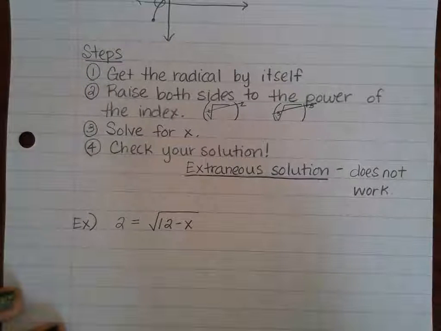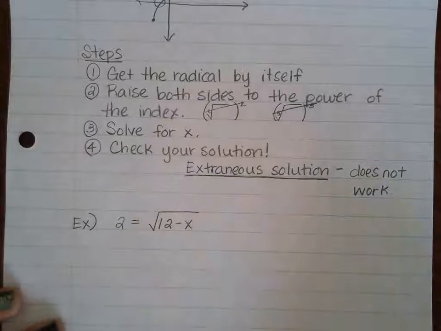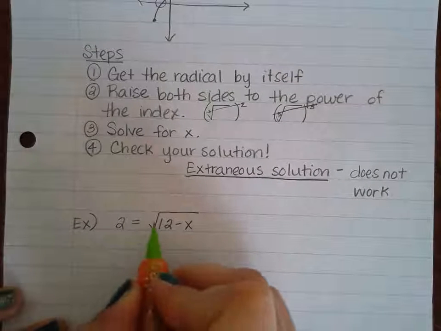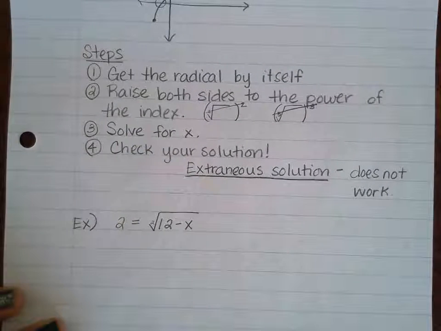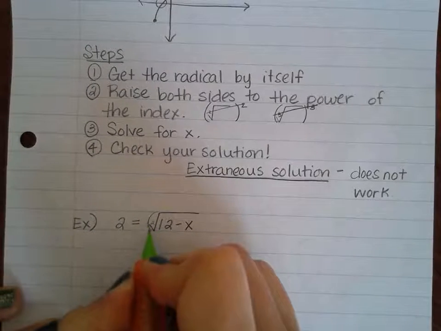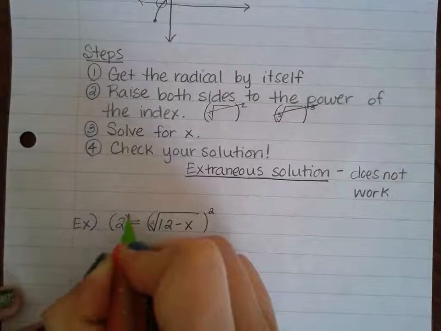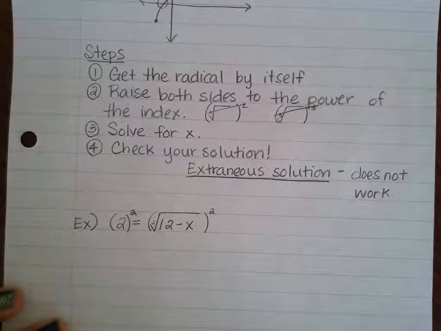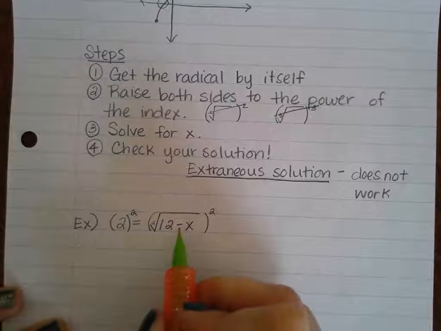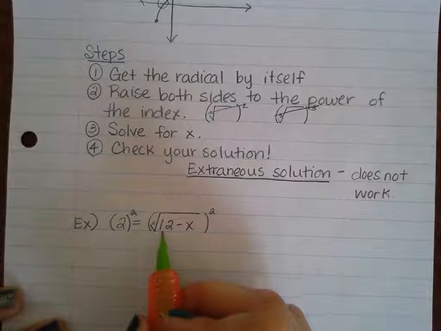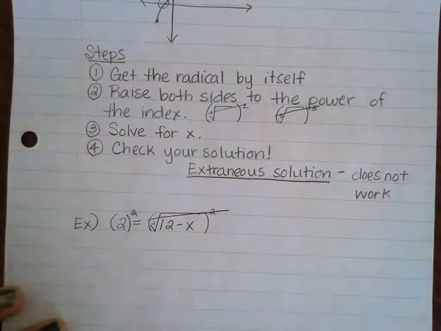Step 2, you want to raise both sides to the power of the index. Okay, so this is a square root, which means there's really a little 2 right there. So to get rid of the square root, we're going to square both sides. We've got to do this before we can do any of our algebra. I'm not able to add x or subtract 12 until this square root is gone.